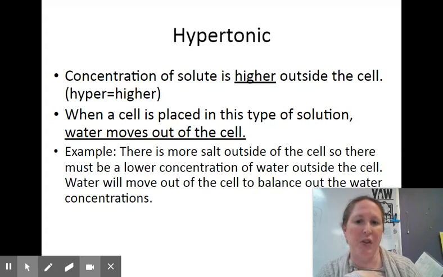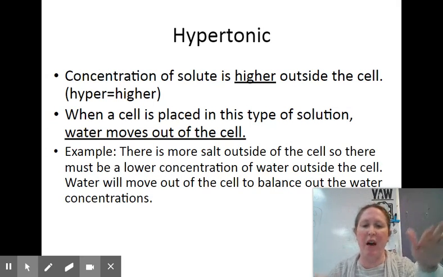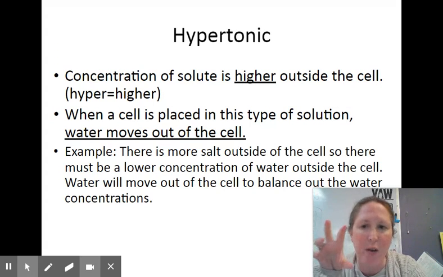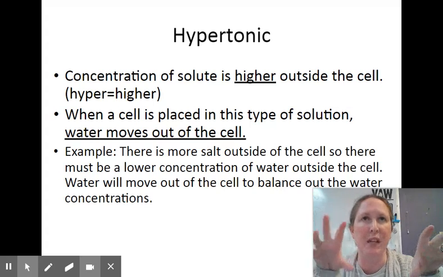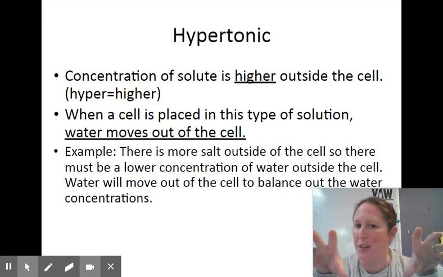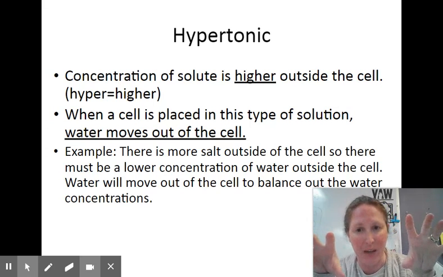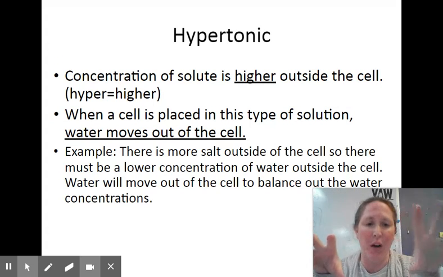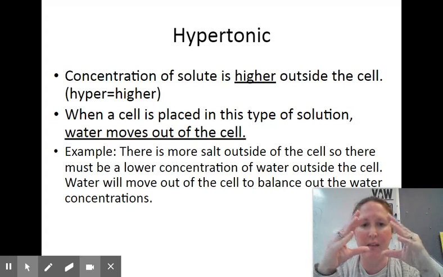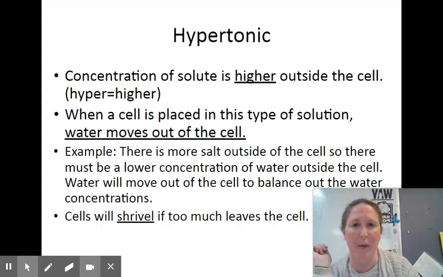Here's the example I was just talking about. The water's going to move out until it balances the concentration. Say it's a 4% salt solution. If it's a 4% salt solution, it's only a 96% water solution, where your cell is 100%. So if you have 100 here and 96 here, you're going to lose 2 and gain 2. So it'll be 98, 98. And your cell is going to shrink a little bit.